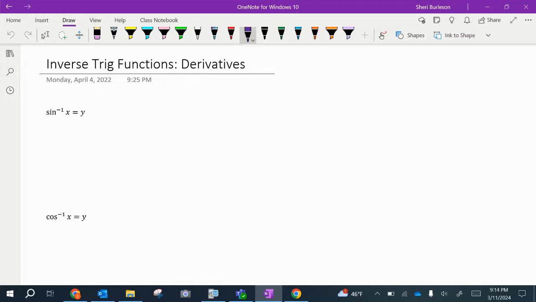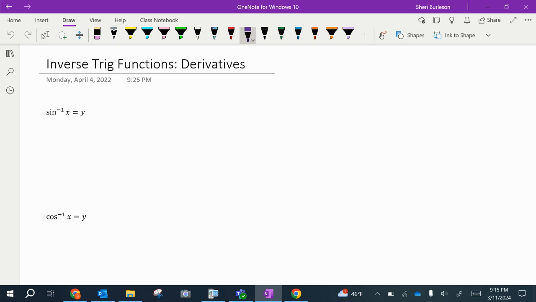Okay, so the last concept in this unit is finding the derivative of inverse trig functions. So before we do that, we are going to review, I suppose is a better word, what we covered in trig with inverse trig functions.